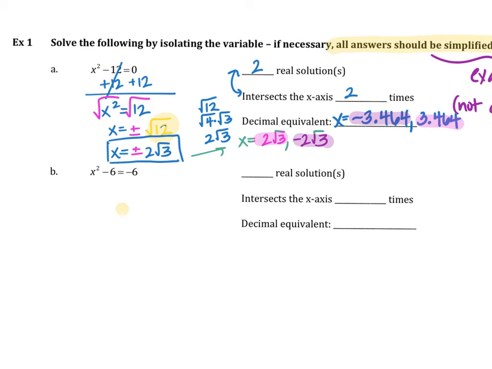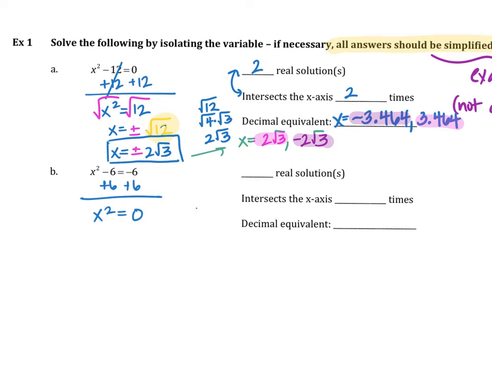Okay, so let's try another one. For B, again, my goal is to isolate my variable. So I'm going to use my inverse operations to move my terms over to the other side. I'm going to add 6 to both sides. And I'm left with x squared equals 0. Ooh, that's interesting.